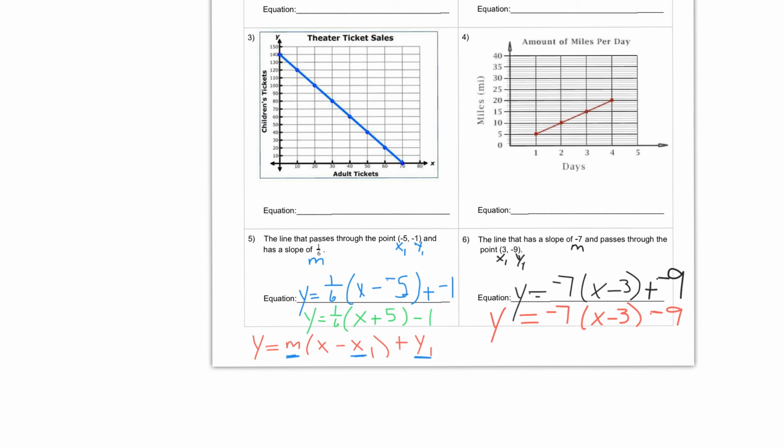So the important thing to remember, this right here is our point-slope form. Questions 1 through 4, we dealt with slope-intercept form.